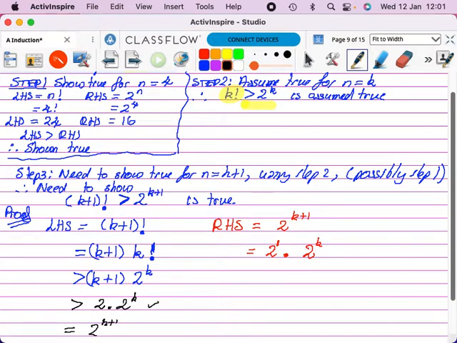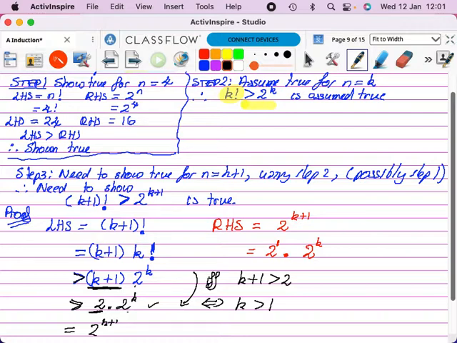I know this is bigger, but it's only going to be bigger if the k plus 1 is bigger than the 2, isn't it? For this to be bigger than that, those two are equal, so therefore the k plus 1. So this from here to here is only true if and only if k plus 1 is bigger than 2. This is only true if and only if k is bigger than 1.